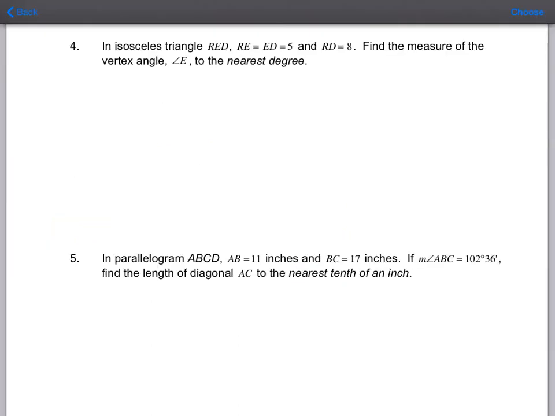Number 4 says isosceles triangle RED, where RE and ED are both 5. So E is being shared. So I'm going to draw an isosceles triangle here, which means two sides are exactly the same. Since E is being shared, I'll put E up here, so it's RED. So little r, little e, little d. All right, let's fill in what we know. R to E and E to D are both 5. So this guy's 5 and this guy's 5.